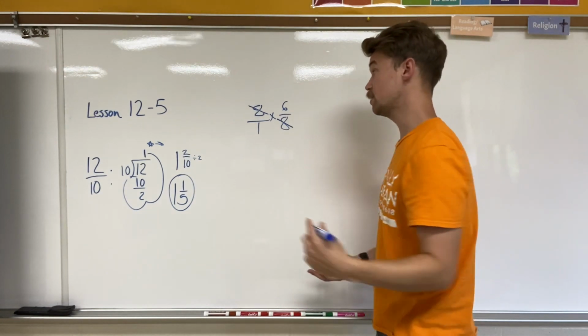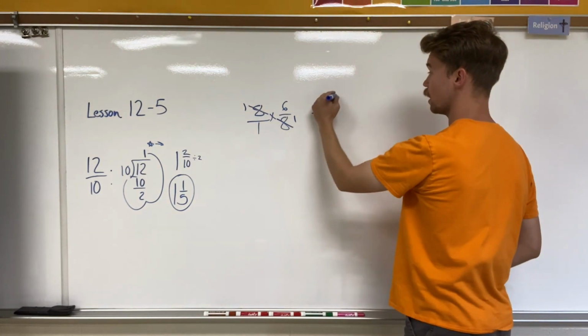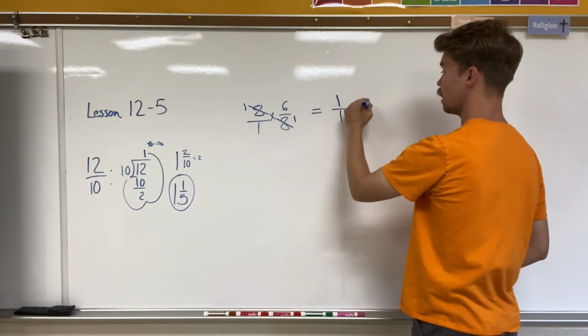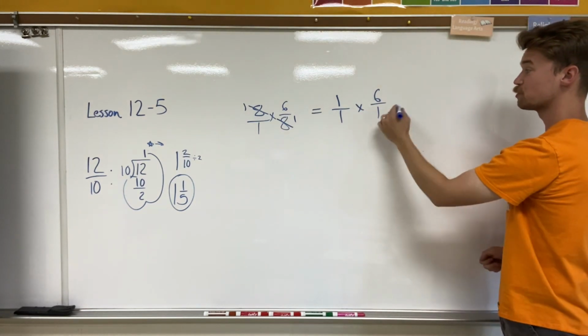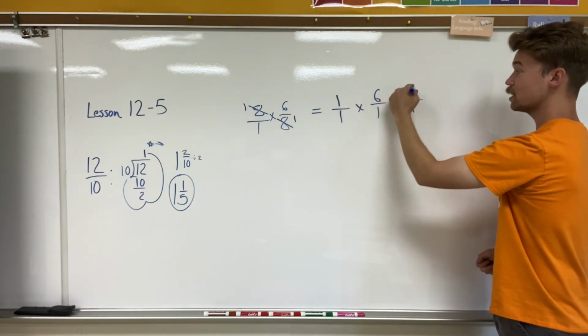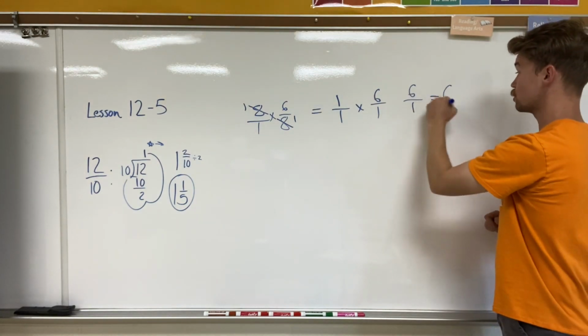8 divided by 8 is 1. So they would both be 1. It's almost like I'm writing it as 1 over 1 times 6 over 1. And now I can multiply across. 1 times 1 is 1. 1 times 6 is 6. Anything over 1 would be considered a whole number, which is 6.